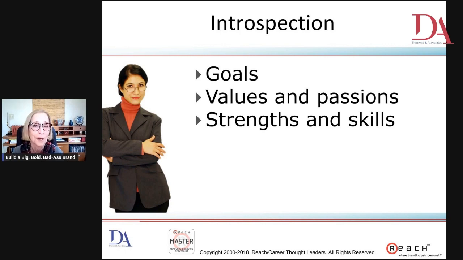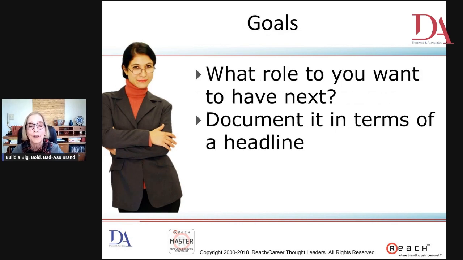Or if you're a slow riser, what makes you crawl out of bed in the morning? What really fires you up? That's part of your brand. And what are your strengths and skills? When we talk about strengths, what are your superpowers? What do you do better than the other 100,000 people with your same job title? Because you're unique and you have different strengths and skills. So all of those are part of your brand.